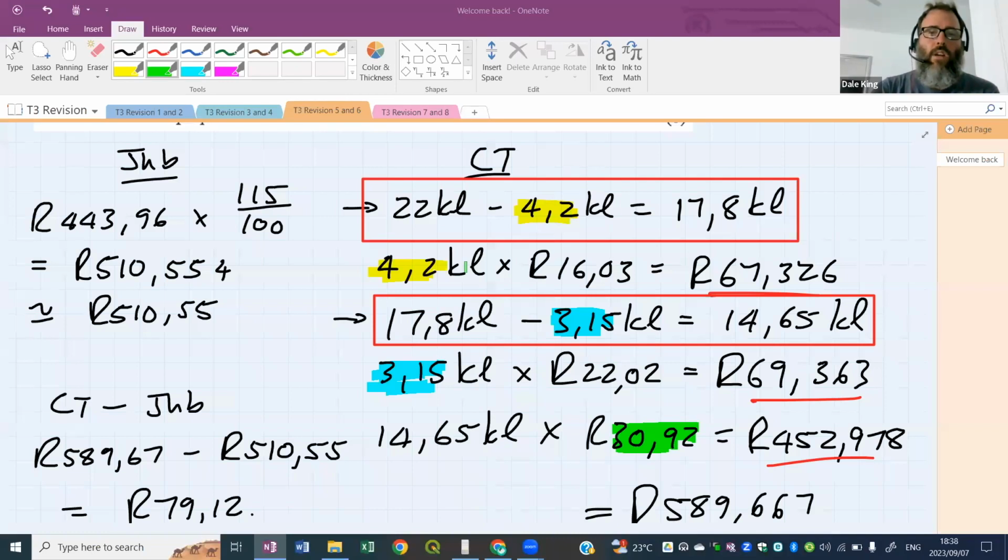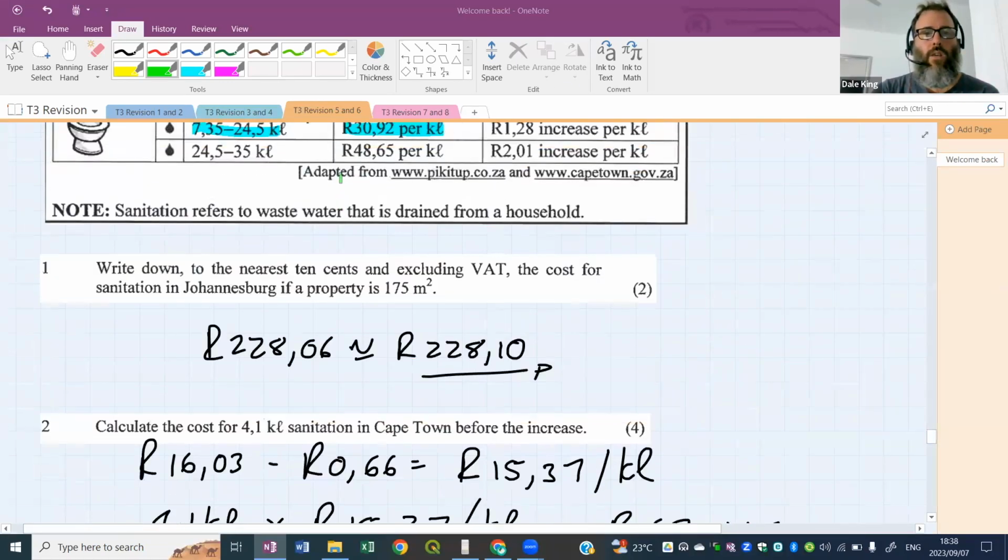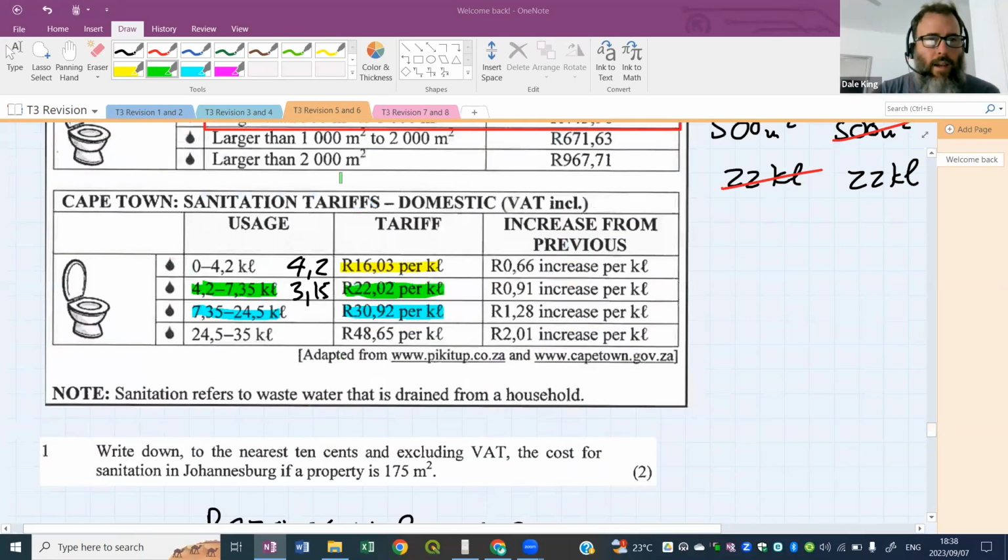If you give you a tariff table, they're usually going to ask you a question like this. When you look at the tariff table, we've got a first bracket up to 4.2, the second bracket goes up to 7.35, the third bracket goes up to 24.5, and they hit you with 30 kiloliters. We're going to go through the first, the second, the third, and end up in the fourth bracket, because the fourth bracket goes from 24 to 35.